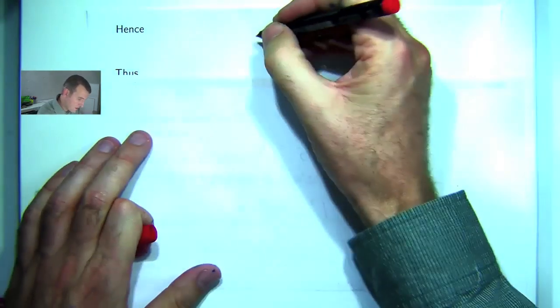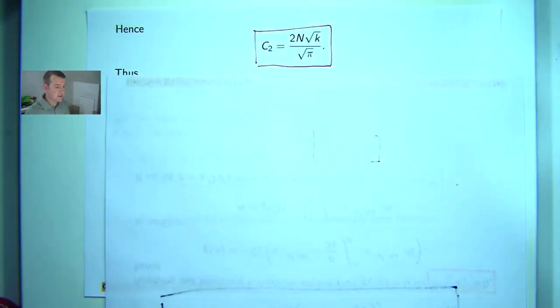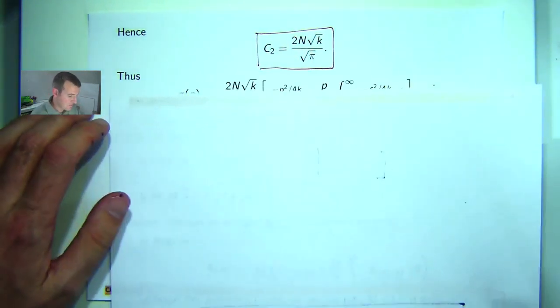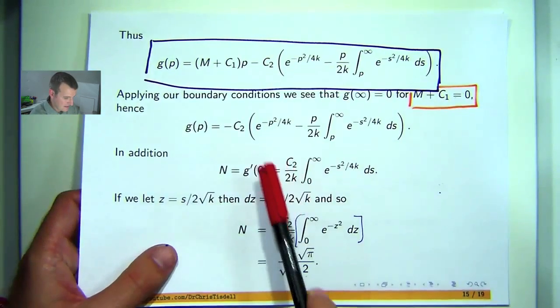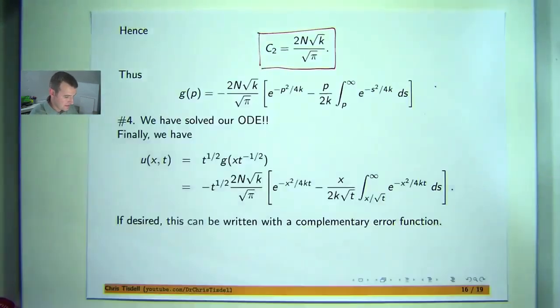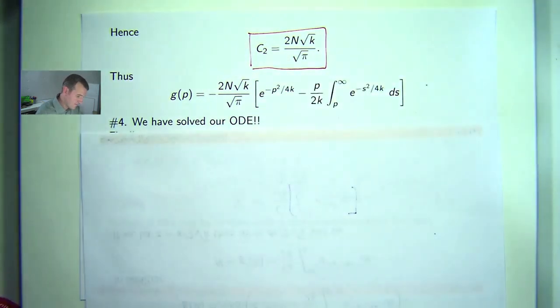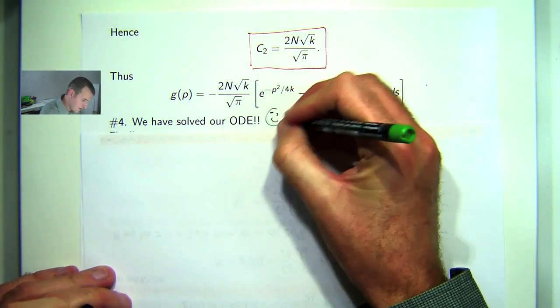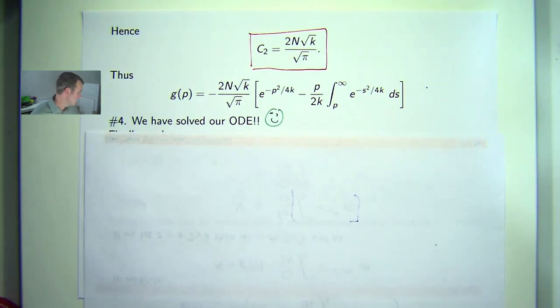Okay, so if I just rearrange that last line, I can get C2 in terms of n. So replace this with this, and I've got my g. So we're very, very happy now because we have solved that ODE that we wanted to solve, and the associated boundary conditions. So we're almost finished the problem now.